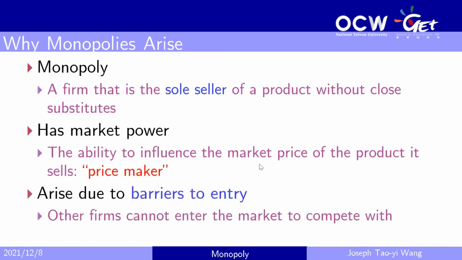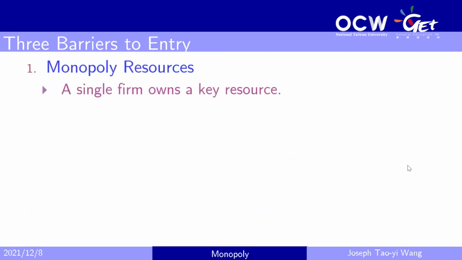And usually this is caused by what we call barriers to entry. Again, this is the opposite of perfect competition, where there's free entry and exit. But here we have barriers to entry. Why would there be barriers to entry? Here we look at three potential barriers. The first one is monopoly resources. A single firm controls a key resource.